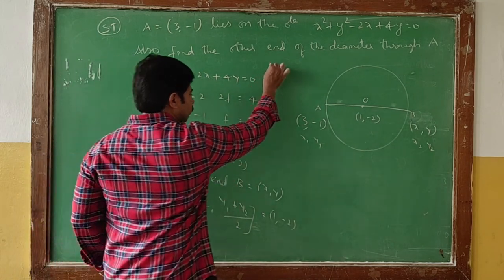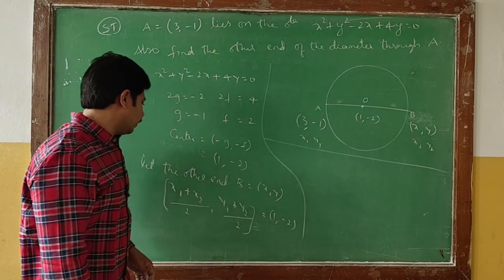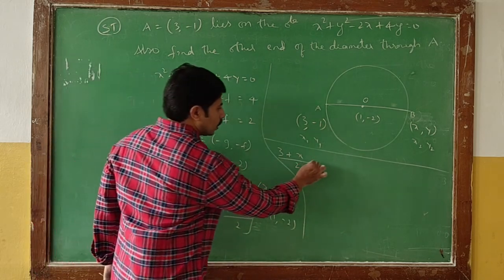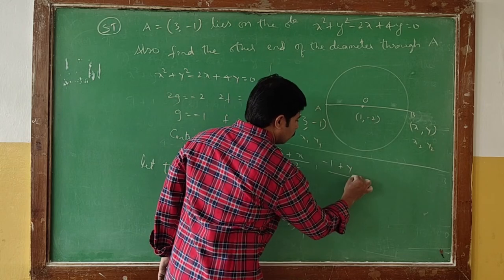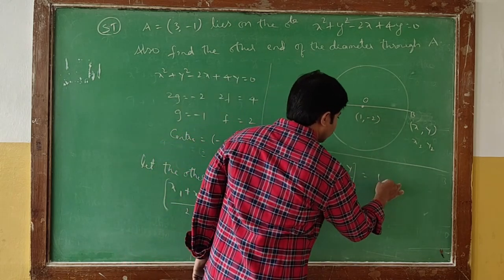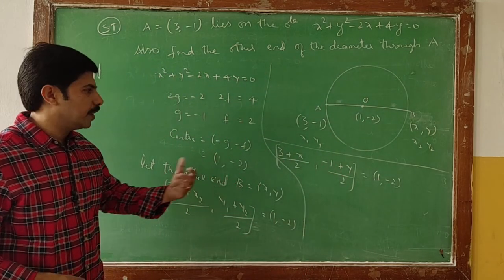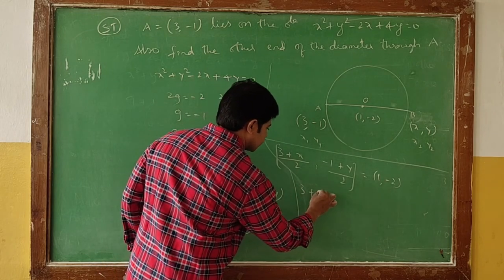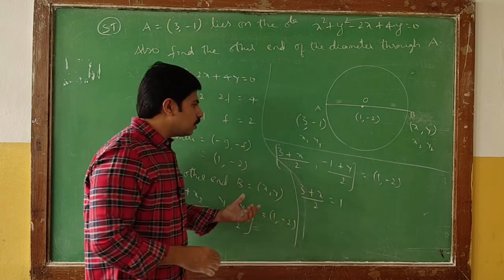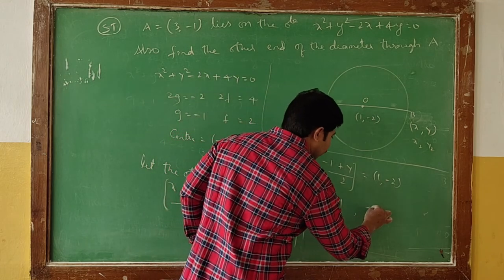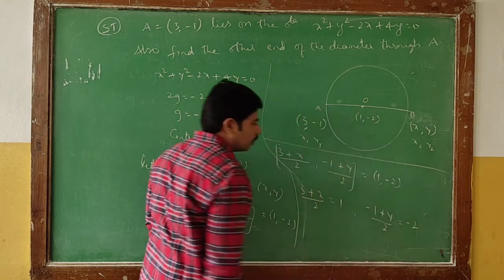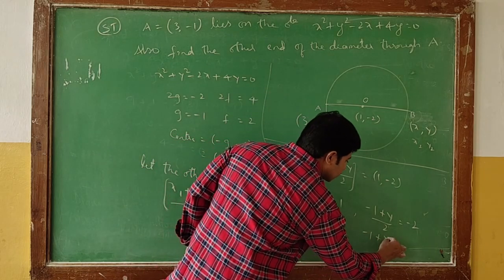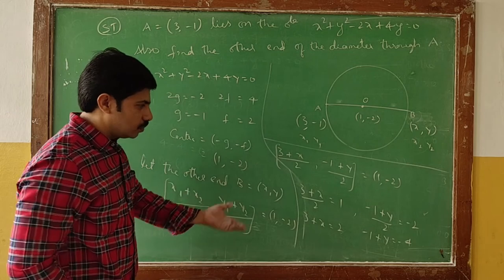Substitute and equate. So what is x1? (3 plus x)/2. (x1 plus x2)/2 comma (y1 plus y2)/2 is equal to (1, -2). The point is to equate it to this. So here what we get is (3 plus x)/2 is equal to 1. I am equating the x coordinate. Now I equate the y coordinate: (minus 1 plus y)/2 is equal to minus 2. So 3 plus x is equal to 2. Minus 1 plus y is equal to minus 4, by cross multiplication.